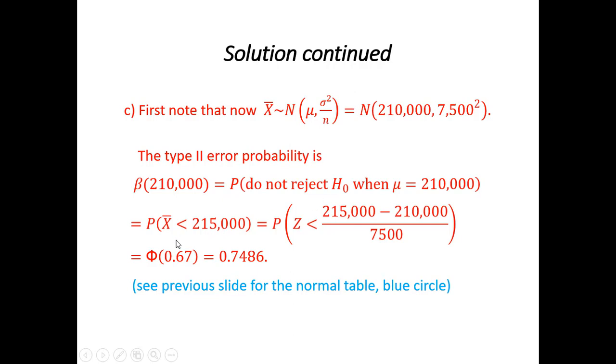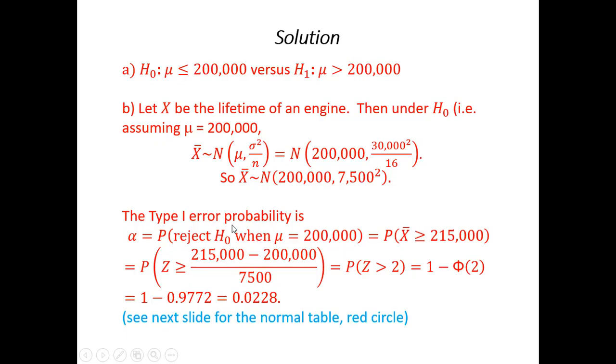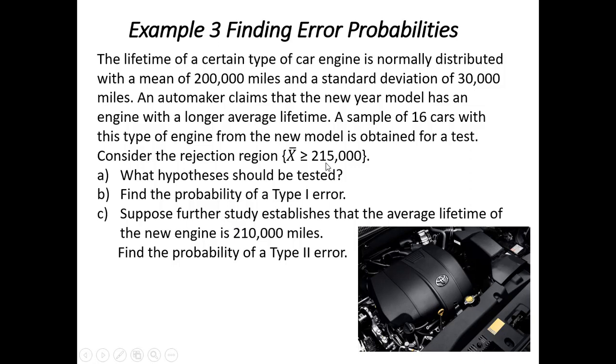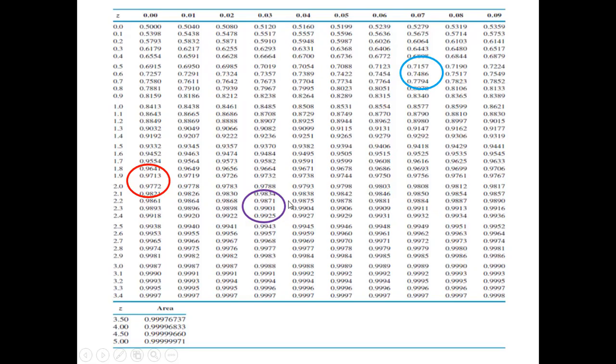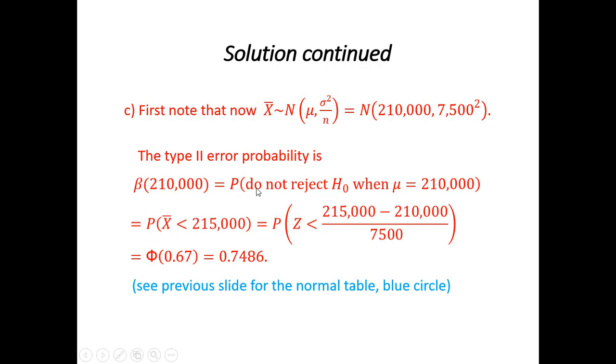And now we have to think, all right, when do we not reject the null? Well, we go back to the rejection area, right? We go back to this right here. So x bar is not rejected when x bar is less than 215,000. So that's where we get this from. I want to find this probability: x bar is less than 215,000.